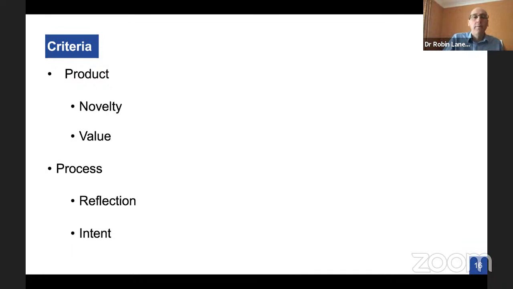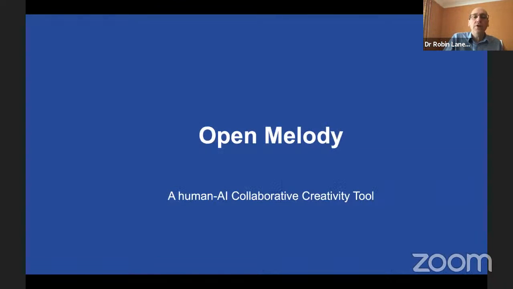I want to now think about that approach. That's an approach we've taken at the Open University, where we've built a tool called Open Melody. And what Open Melody allows us to do is to have a human and an AI agent collaborate on a creative task. So I'm just going to now come out of PowerPoint and do a little demo of the tool.